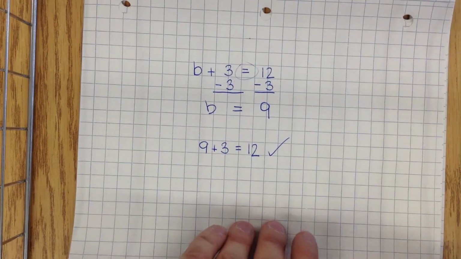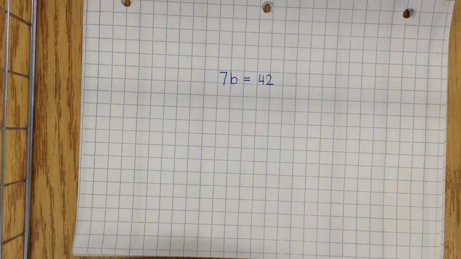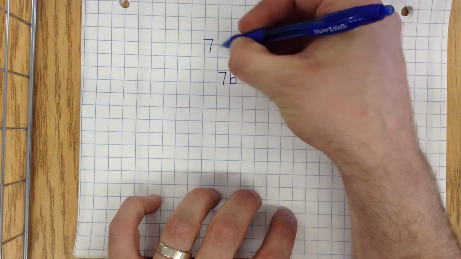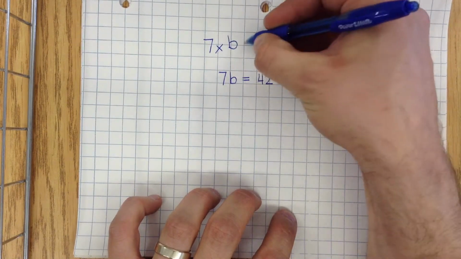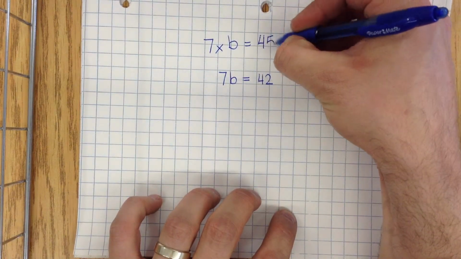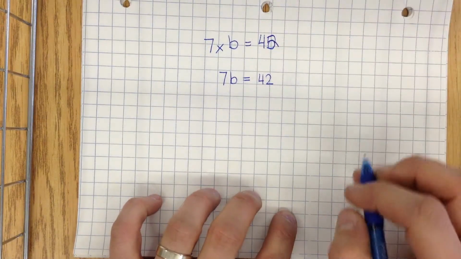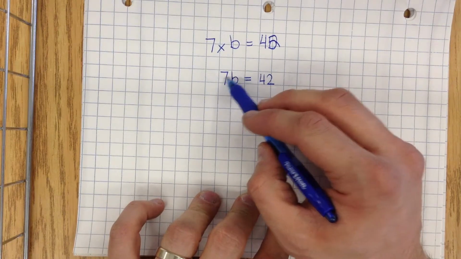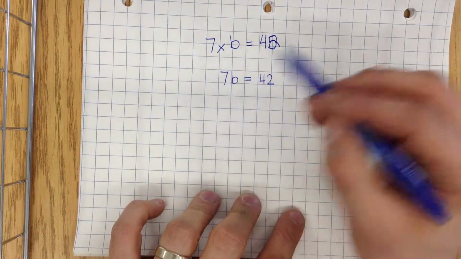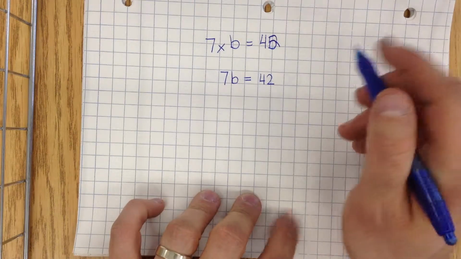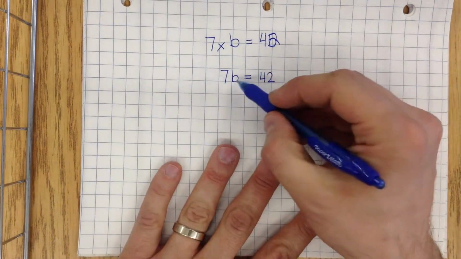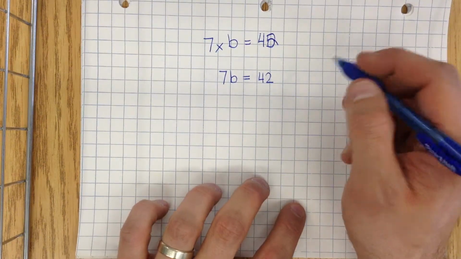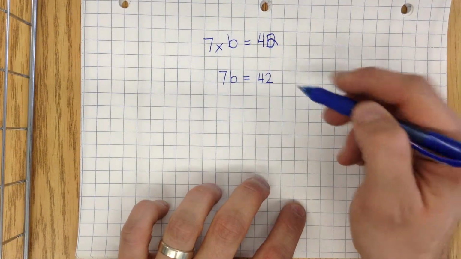Let's go to a slightly more challenging example. And we'll use some multiplication. This could also be written as 7 multiplied by b equals 42. But often we get rid of the multiplication sign because it's understood that a 7 beside a b means that those two are multiplying together. So in this case, again, I want to isolate b, but adding and subtracting is not going to help me here. So I need to figure out how I can get rid of this 7.